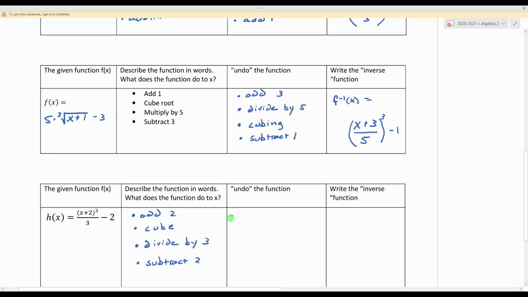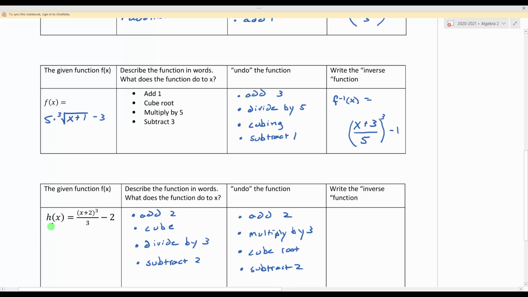Now we want to undo all this stuff, right? So I start with the last thing, that's subtract 2, and I undo it first. So I'm going to add 2. And then I'm going to multiply by 3, because I'm working my way backwards. So I'm going to go to the divide by 3, and I'm going to multiply by 3. And then the opposite of cubing is cube root. And then the opposite of adding 2 is subtracting 2. So there we go. Now I've got my instruction manual for the undo function or the inverse function.